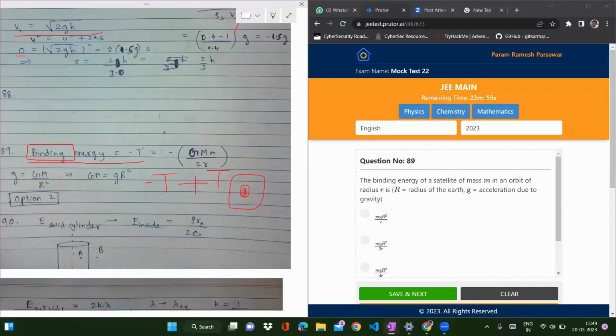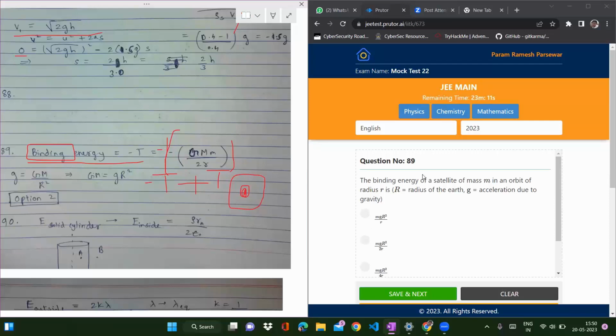So that's the binding energy, and it was negative of T, as it is that amount of energy which we can say is released when a bounded system is formed. So minus T will be minus of minus GMm by 2R, where GMm by 2R is the total energy expression we know in this case, and R is the distance between the Earth and the satellite.